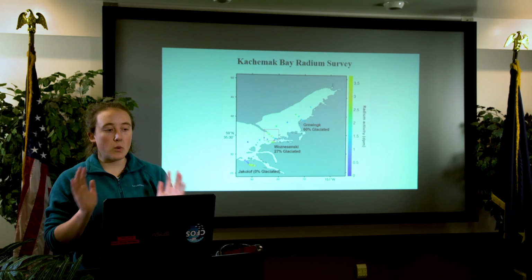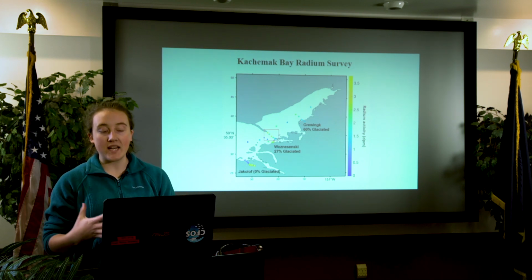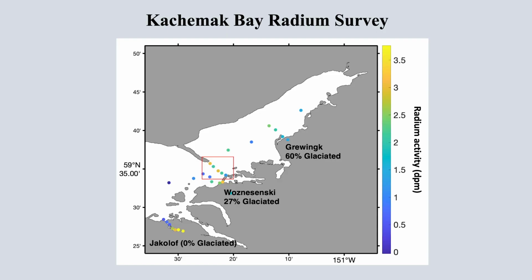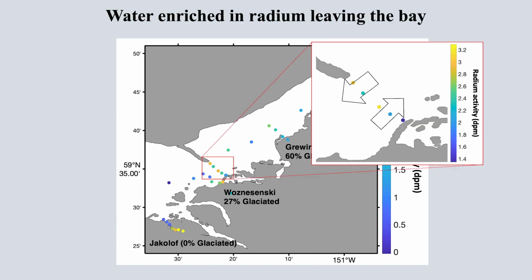I'm just going to show you a quick example of how I use some of my radium data to think about groundwater. So we have Kachemak Bay. The white is the water, the gray is the land, and my red box is at the mouth of the bay. We did a transect across, so we took samples across. From other oceanographic data, from other researchers, we know that the water enters the bay along the south shore and exits along the north shore.